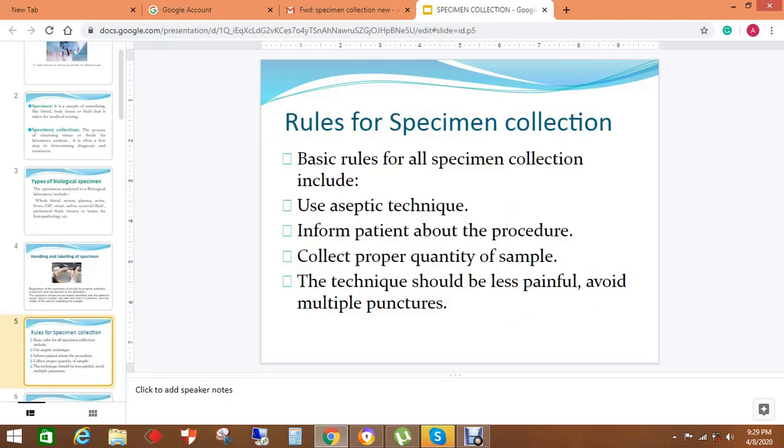So let's discuss some rules of specimen collection. First, you have to introduce yourself to the patient. You wear gloves. You clean the area with the antiseptic solution. All the equipment you need should be sterilized. You have to inform the patient about the details of the procedure. Make sure that you collect the proper quantity of sample in one go, so that you do not have to do multiple punctures, as it would be quite uncomfortable for the patient.